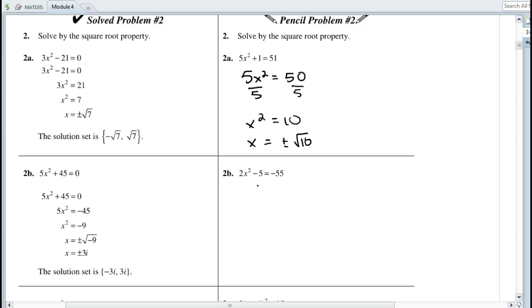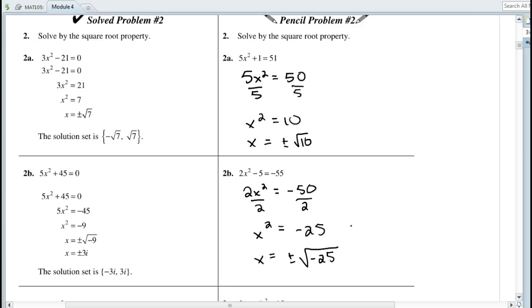So this is going to be a square root principle again. So start by adding 5. 2x squared equals negative 50. Divide by 2. X squared equals negative 25. And then we do the square root principle. X equals plus or minus the square root of minus 25.